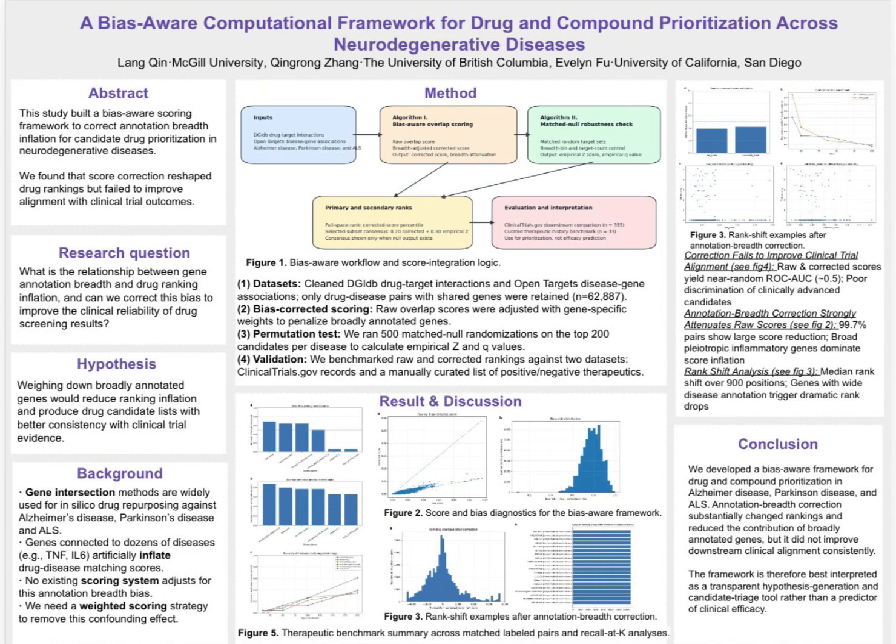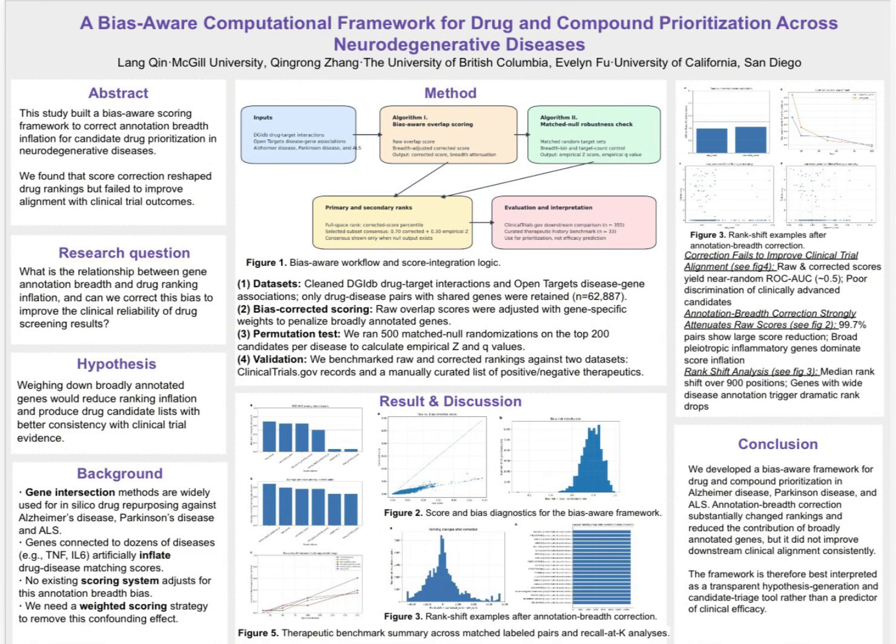However, our clinical validation delivered a counterintuitive finding. Noted on the right side of the poster, correction fails to improve clinical trial alignment. As shown in our supplementary clinical plots, both raw and corrected scores produce near random ROC-AUC values close to 0.5, meaning neither scoring version can reliably distinguish drugs with advanced phase 2 plus clinical trial evidence.